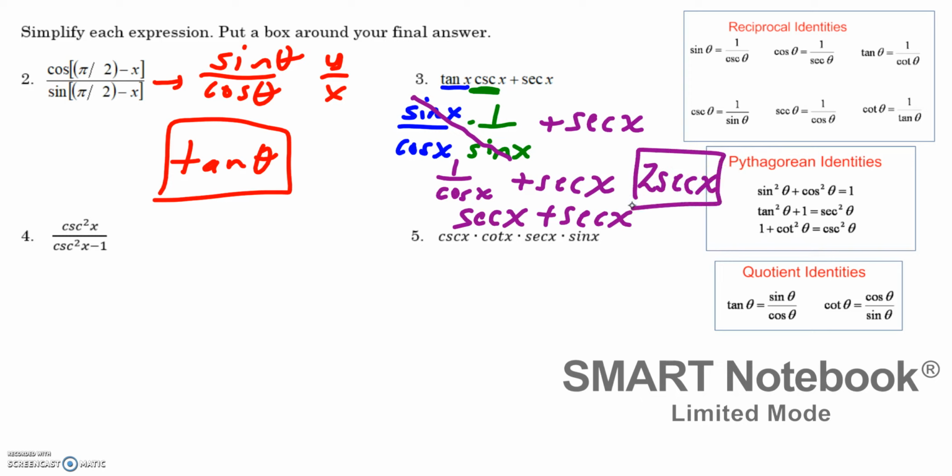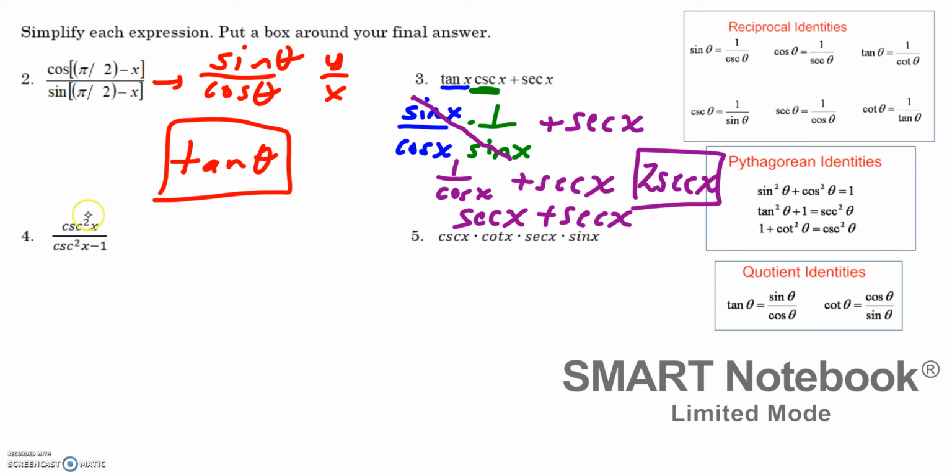And so again, we're trying to get it down to one term if possible. In the first 2 examples, we were able to. Some of you might be wondering, why didn't I change this to 1 over cosine? I could have. I would have had 1 over cosine plus another 1 over cosine, but changing them both to secant gets rid of the fraction.